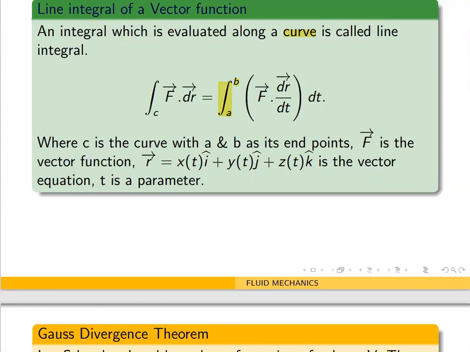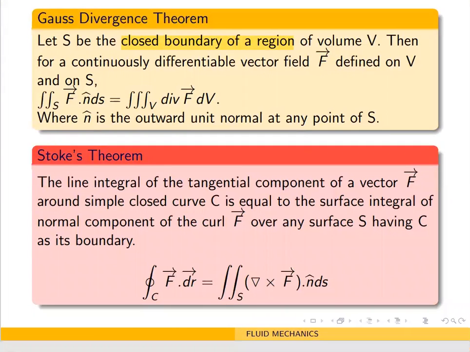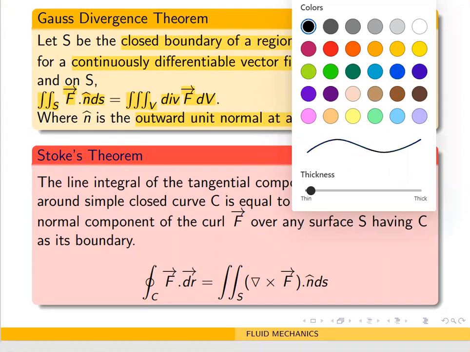Let us see what is Gauss divergence theorem. Let S be the closed boundary of a region of volume V, then for a continuously differentiable vector field F defined on V and on S, we have the surface integral, double integral, of F dot n dS is equal to the volume integral of divergence F dV, where n is the outward unit normal at any point on the surface dS. This has to be dS.